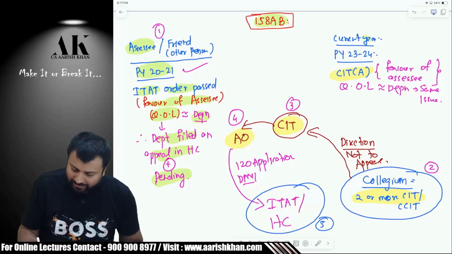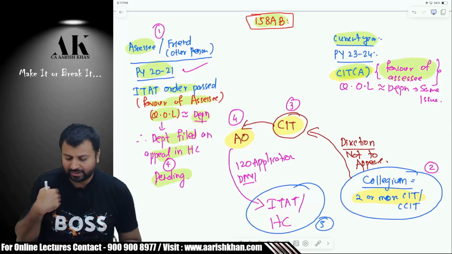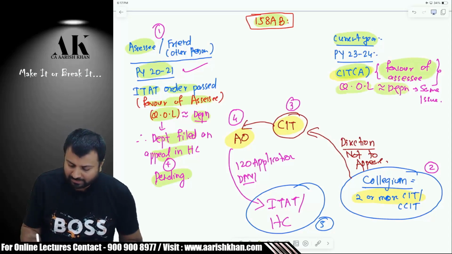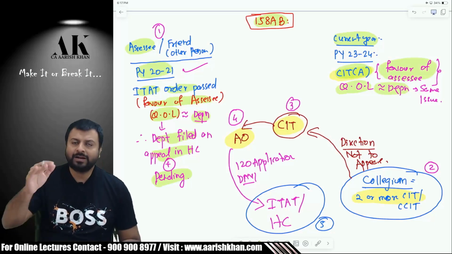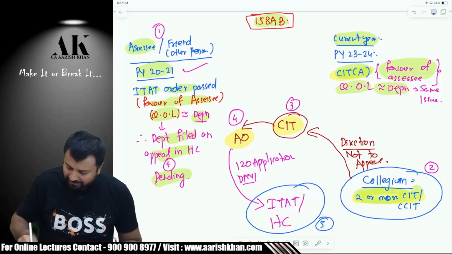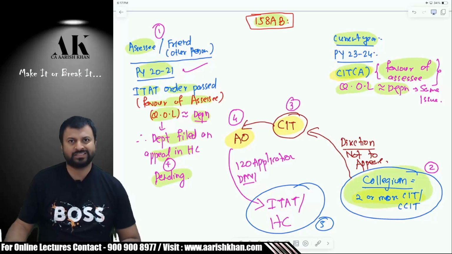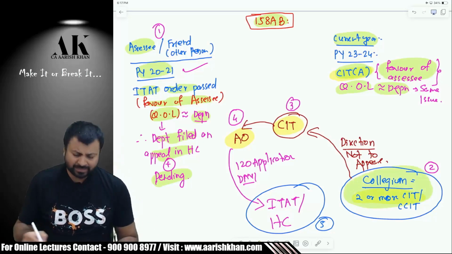Okay. Now coming to the current year. A similar question of law came in front of us. Again, the CIT appeal has passed an order in my favor. The question of law is in my favor. Now, again, the department has only one option to file an appeal, but the department has made one collegium for such cases. What is the department feeling?